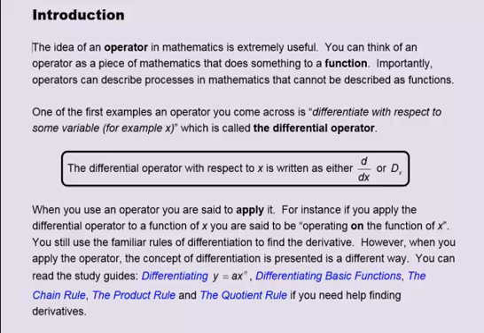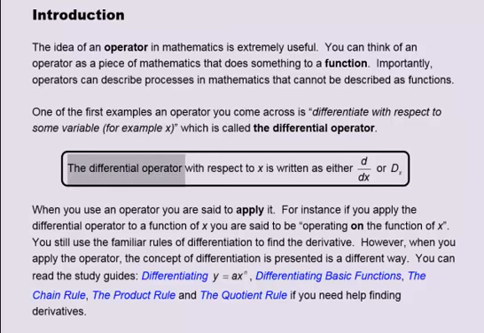Introduction. The idea of an operator in mathematics is extremely useful. You can think of an operator as a piece of mathematics that does something to a function. Importantly, operators can describe processes in mathematics that cannot be described as functions. One of the first examples of an operator you come across is differentiate with respect to some variable, for example x, which is called the differential operator.